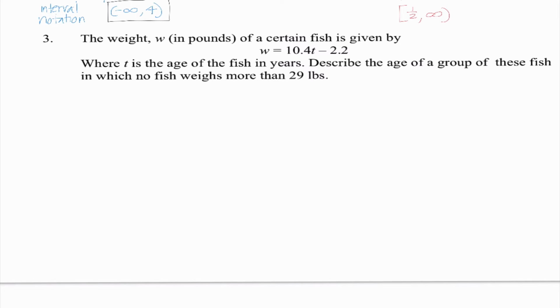And the first thing that I'm going to do here is go ahead and highlight the more than 29 pounds, okay? Because to me, that is really helping us figure out what inequality symbol we're going to use. And it's also telling me 29 pounds is the weight. So I'm going to substitute 29 in for W. And then I'm going to go ahead and write the other side.